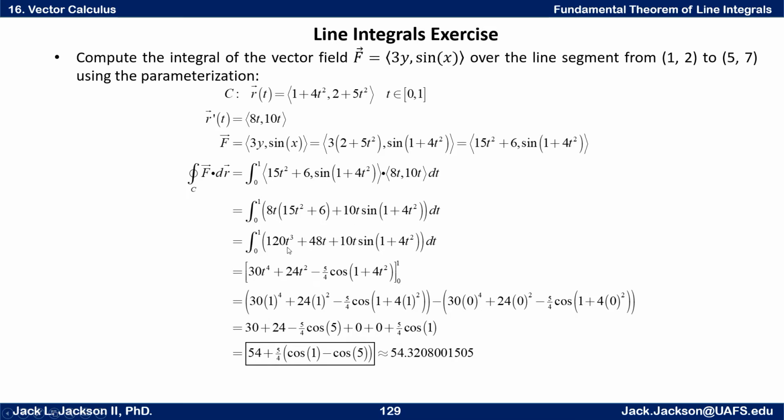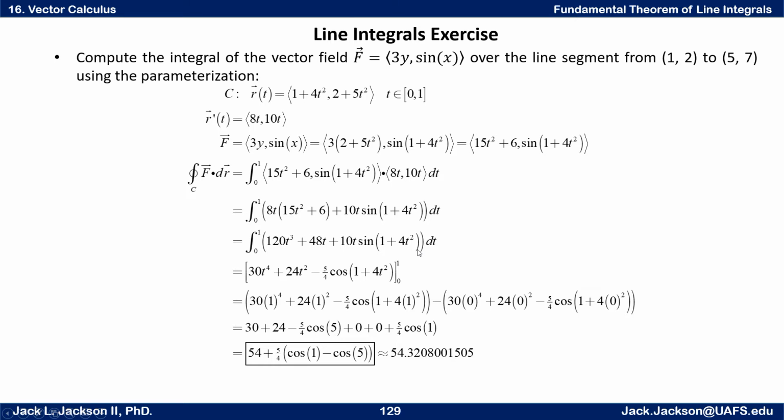Again, not too hard to take an antiderivative. The power goes up 1 to t to the 4th. Divide by the new power of 4. 120 divided by 4 is 30. 48t goes up a power to 2. Divide by the new power of 2. You get 48 divided by 2 is 24. Now this one's a little bit more, but not too much.